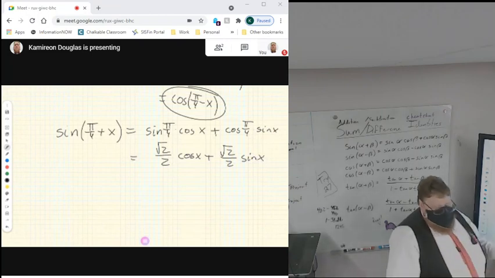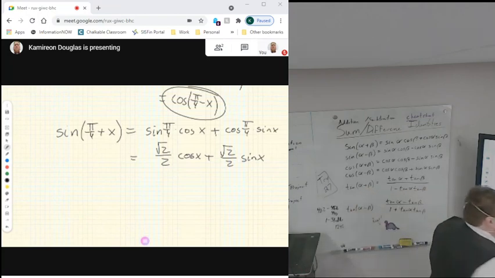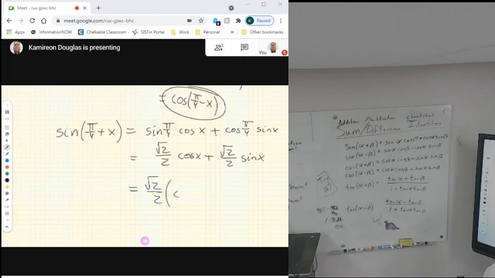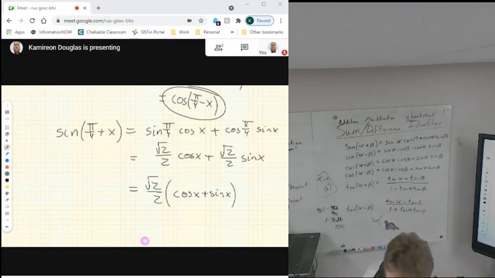What the book did was it factored out the square root 2 over 2 and wrote the solution. So the book says, okay, factor out square root 2 over 2. What's left behind is cosine x plus sine of x. I believe the book switched the order of these, but that's allowed. You can switch the order of addition specifically. So this is a solution as well.